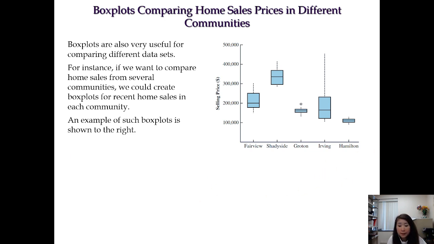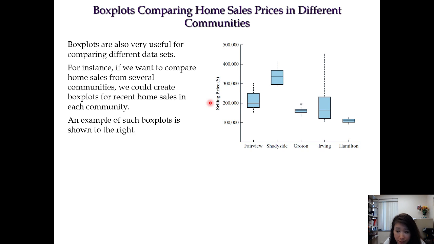We are looking at the main purpose of using the box plot and what kind of insight you can get. This is about home price data in different communities: Fairview, Shadyside, Groton, Irving, and Hamilton. As you notice, there are 5 box plots, so it allows us to compare the house sale prices across these 5 communities. Shadyside has the box way up there, so the overall data indicates that the most expensive houses appear to be in Shadyside.